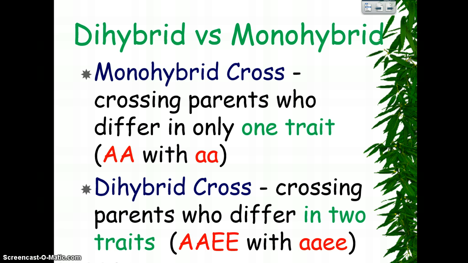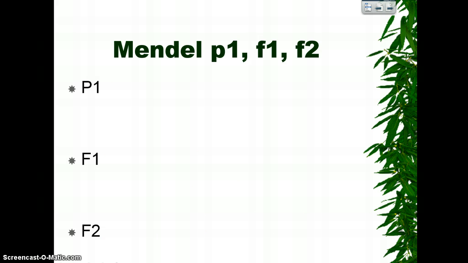You would still start with P1. You'd have pure dominant crossed with pure recessive, so big A, big A, big E, big E crossed with little a, little a, little e, little e. Two different plants, but we're looking at two traits, the A trait and the E trait, or height versus seed shape. He wanted to know, would they affect each other or not? We are going to start out with just monohybrids. We're going to do dihybrid crosses at a later time.